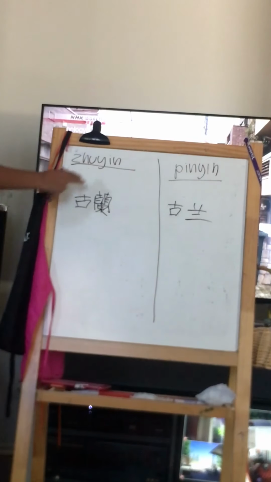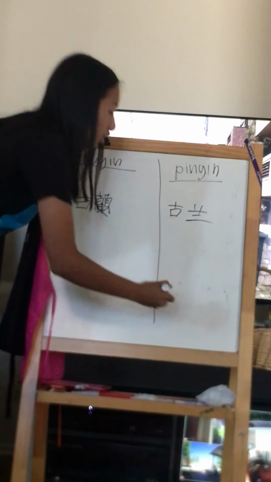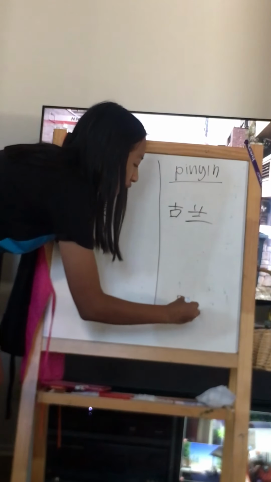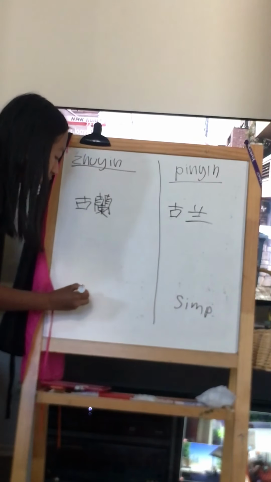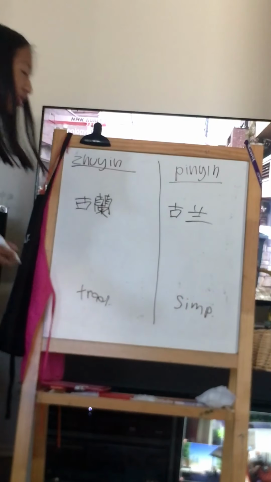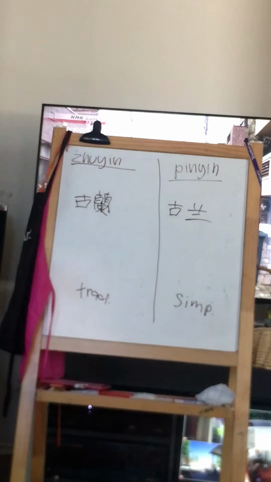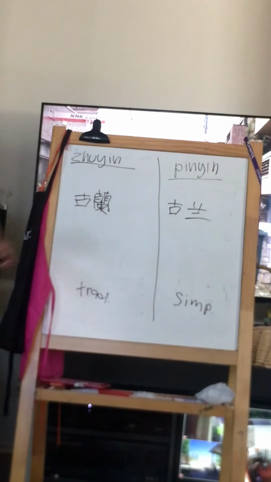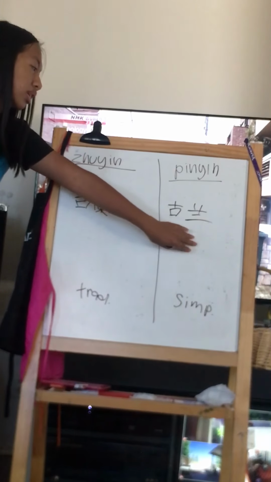So let's go back to Zhuyin versus Pinyin. So you could also consider this the simplified side, and then the traditional side. Well, my handwriting's not very good with that. Okay, Taiwan, China.